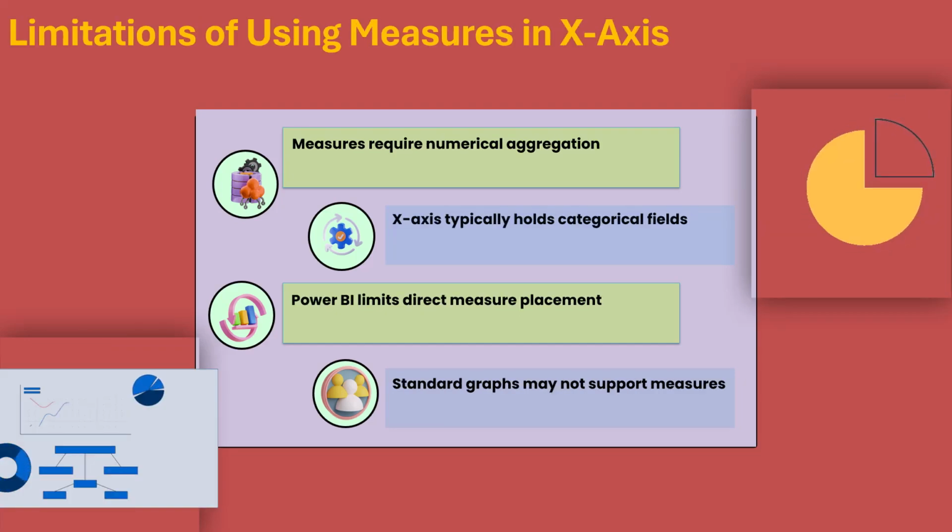Now let's talk about why Power BI throws a fit when measures step onto the x-axis. It's like trying to fit a square peg into a round hole. Measures work best in calculations, not as direct categorical labels. Power BI prefers keeping them in aggregation mode rather than lining them up like soldiers on the x-axis. But fear not, we have clever ways to get around this.